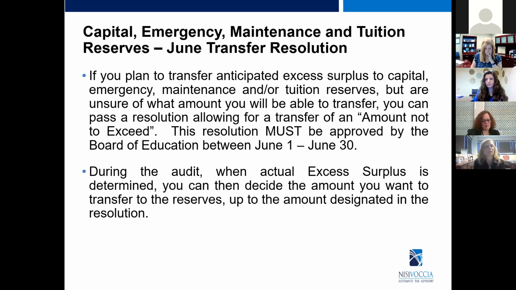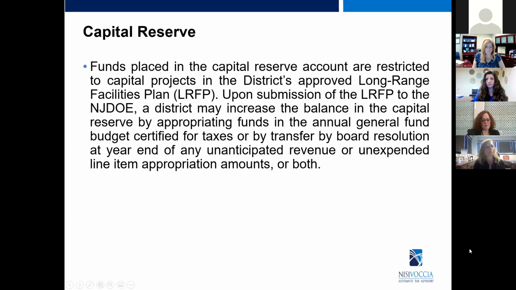And again, going through this process, it's not exact. There are some assumptions that are being made, some estimates. And so it's better to err on the side of caution and have the board approve larger deposits than you think they will be, so that you have that flexibility. Next slide.